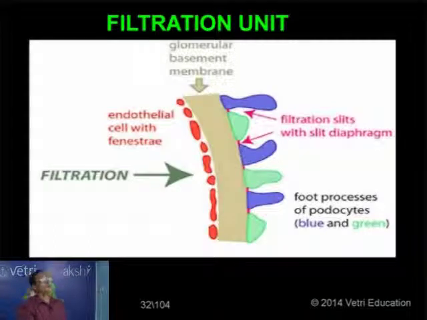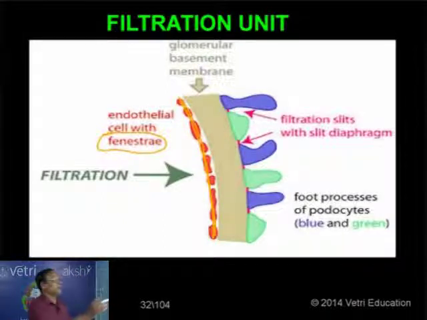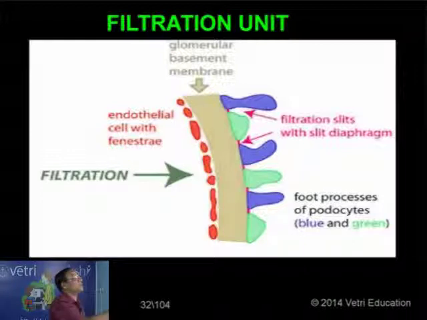Now here is a picture showing the filtration unit. I mentioned already we have three components. Now this is what is called the endothelium. The red layer is called endothelium, which has small openings. That is why the endothelial cells are fenestrated, meaning the presence of small pores. The next one is the basement membrane, for the attachment of endothelium and also for the visceral epithelium.